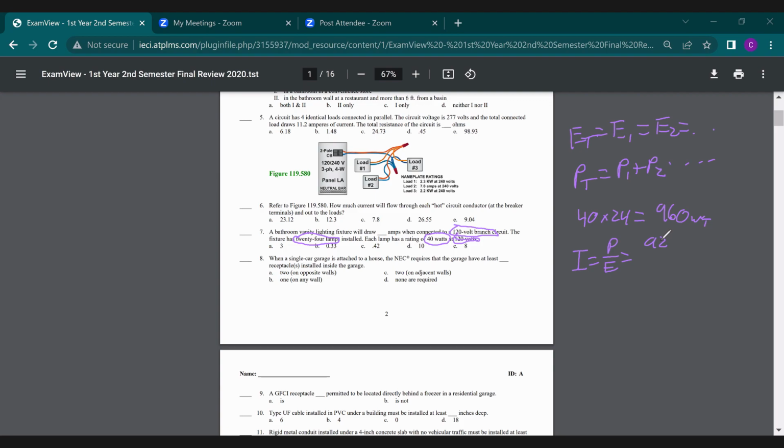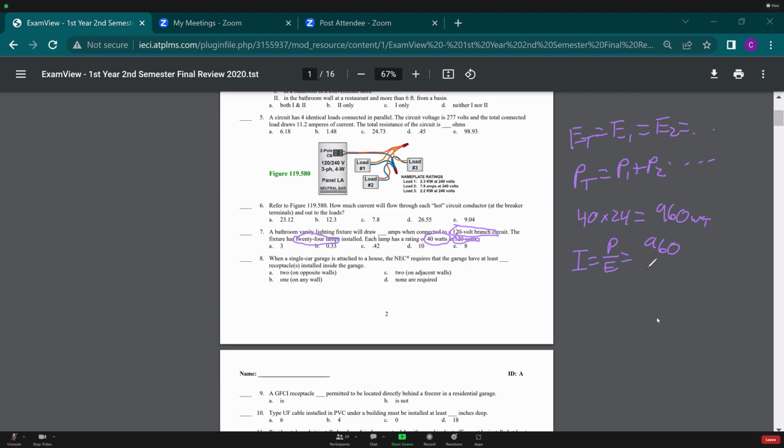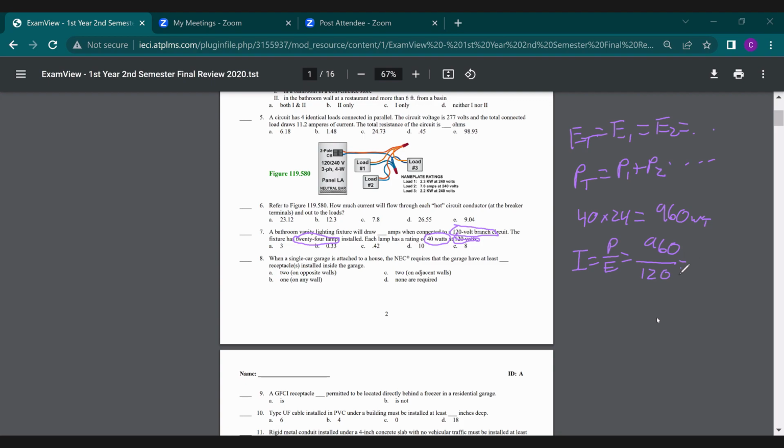But we'll take 960, not 920. 960 watts divided by 120 volts as prescribed by our branch circuit. 960 divided by 120. Yep, 8 amps. And 8 amps is going to be our answer, E.